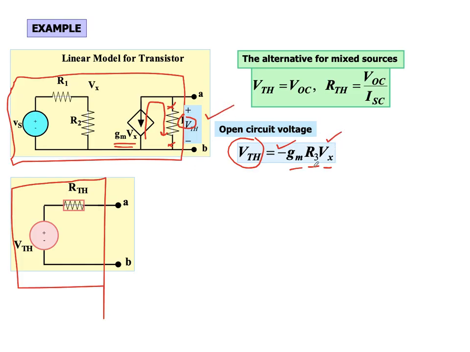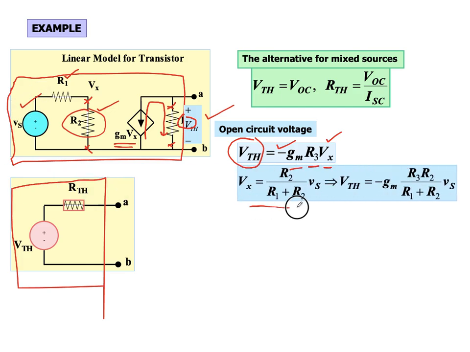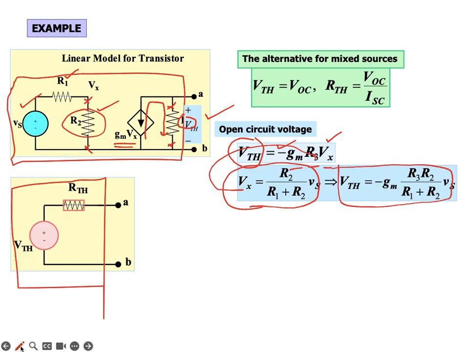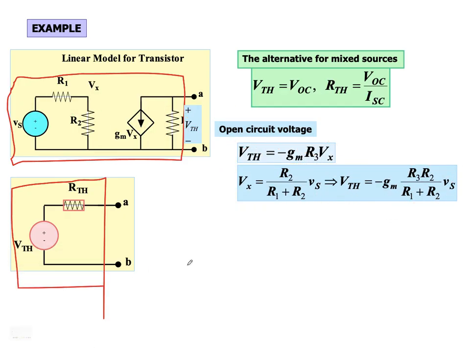And here we can find Vx by finding the voltage across this resistance, which can be done using voltage division. You keep R2 in the numerator, divided by both resistances, times Vs. So Vx will be equal to this voltage divider, and you substitute this value here. This is the value of V Thevenin that you get. So we have determined the open circuit voltage, which is the V Thevenin, across these two terminals.